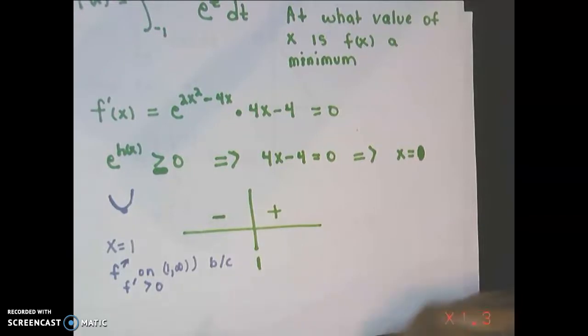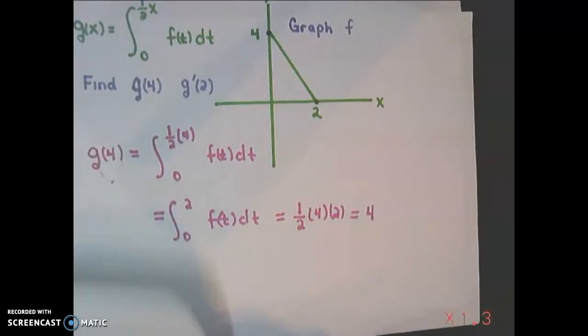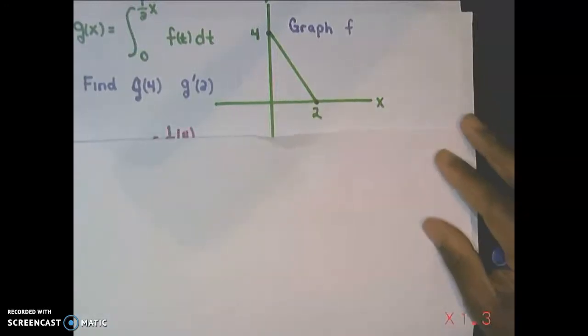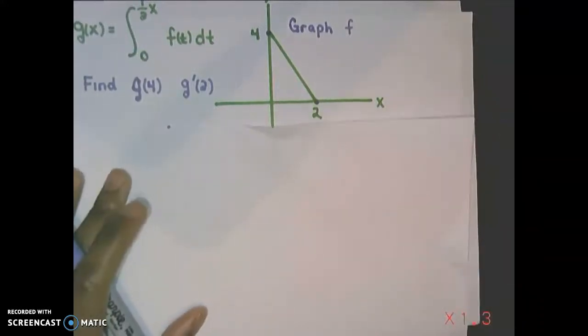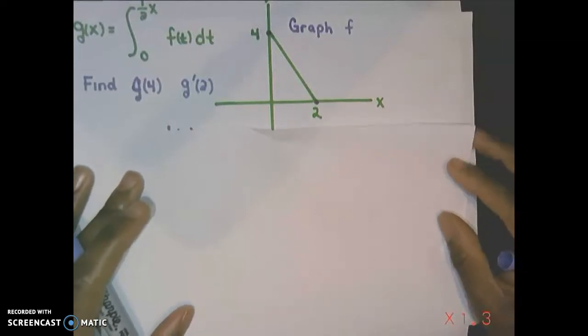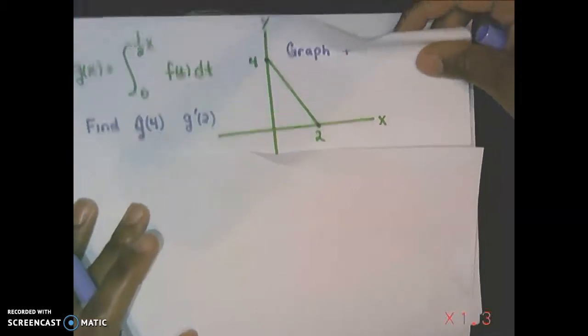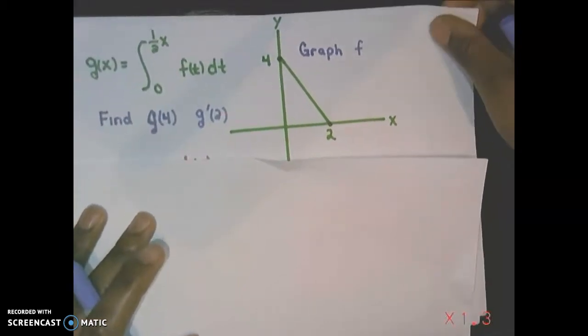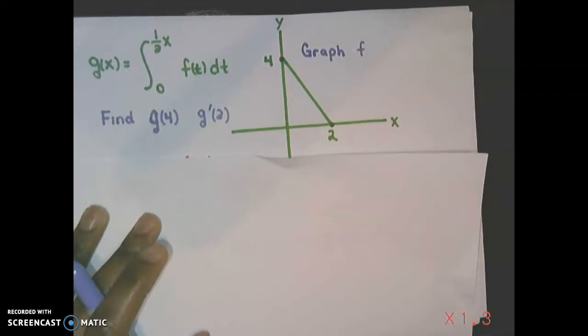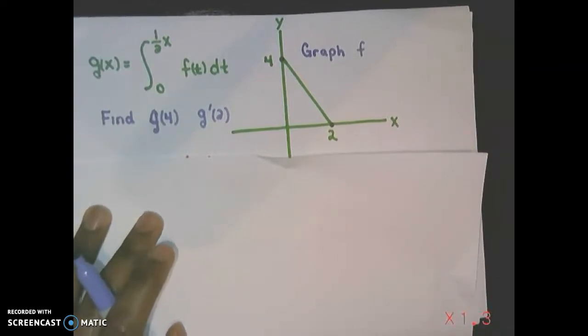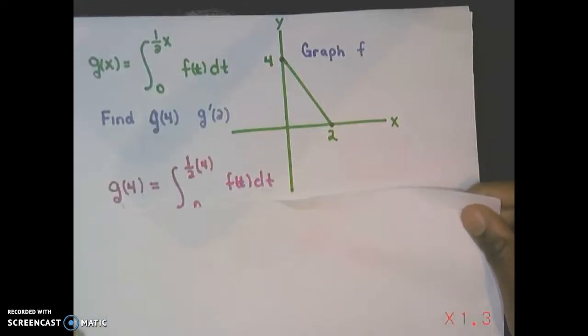All right, and lastly, let's look at this problem. This one is a little bit more detailed, but we'll be using the first and second fundamental theorem of calculus on this particular problem. So we have g of x is equal to the integral from 0 to 1/2 x of f of t dt. And this question is going to ask us to find g of 4 and g prime of 2. So let's go ahead and look at g of 4.